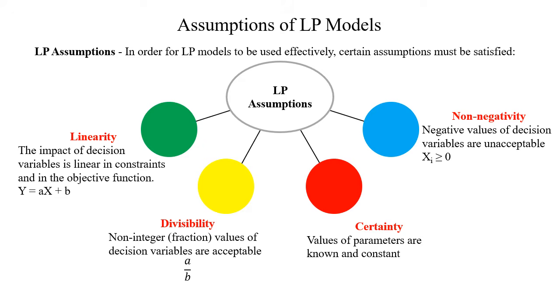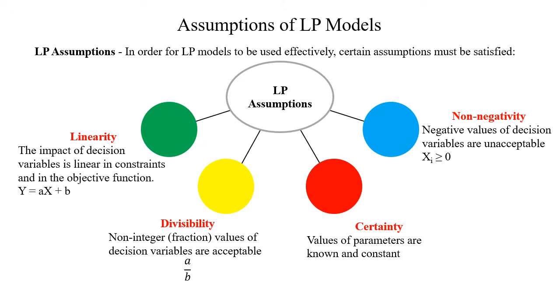For linear programming to work effectively, there are certain assumptions that should be satisfied. The assumptions of the linear programming model are, the first one is linearity. That means the impact of decision variables is linear in constraints and in the objective function. The relationship between those decision variables in the objective function and in the constraints is linear.